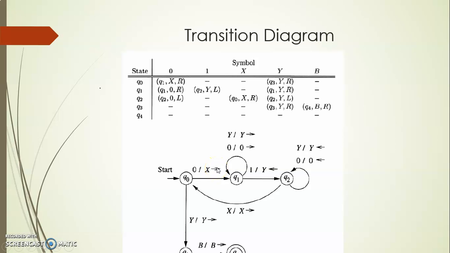Similarly, we'll take one more transition. Q1 to Q1. When Q1 scans 0, it remains in the same state. It replaces 0 by 0 and the tape head moves towards right. So like this, you can represent. The remaining notation and transitions are the same. The one additional piece of information here is the direction. You have to represent the left and the right direction. You should not miss it. Always mention whether the tape head is moving either left or right. It may be a useless move too, but I have to mention whether it is moving left or right.